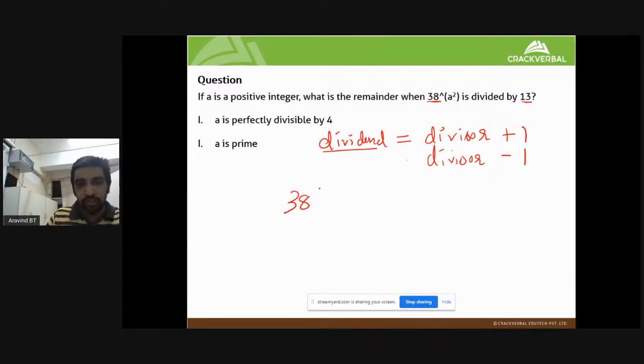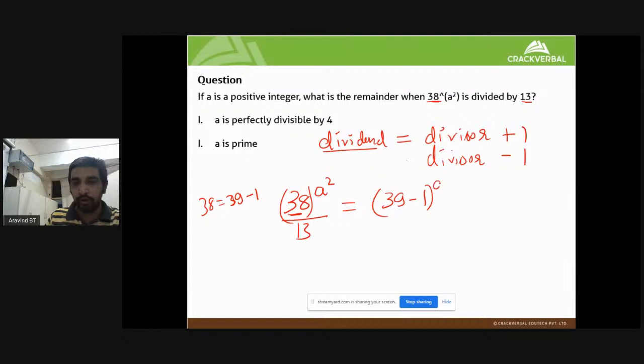So 38 to the power of a square divided by 13. My dividend here is 38. I know there is a multiple of 13 that is very close to 38. What is that? 38 is nothing but 39 minus 1. Now I can express it as (39 minus 1) to the power of a square divided by 13. Now this is where I'm bringing in the concept of negative remainders. So you see that the remainder here will be minus 1 or 1 depending on the power.